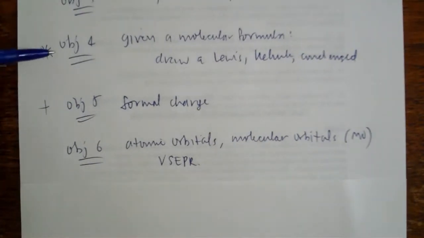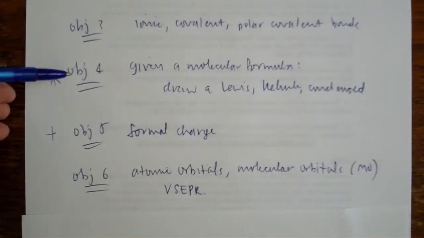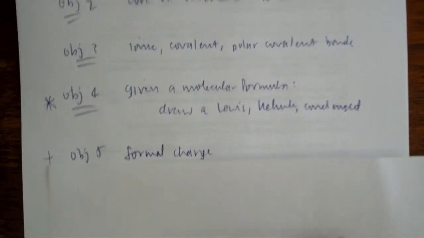All right. So the first thing we're going to cover in this video is objective number 4, and then we'll go to 5 and 6. Okay. So objective number 4 is: given a molecular formula, draw a Lewis, Kekule, or condensed structure.